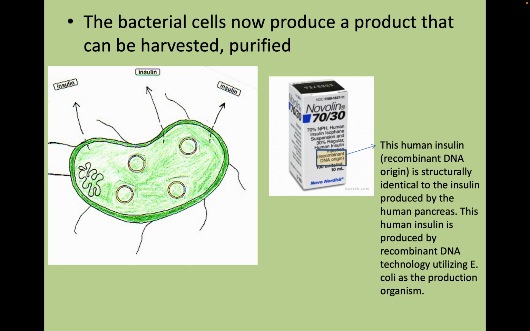The bacterial cells now produce a product, human insulin, that can be harvested and purified. This human insulin, recombinant DNA origin, is structurally identical to the insulin produced by the human pancreas. This human insulin is produced by recombinant DNA technology using E. coli as the production mechanism.